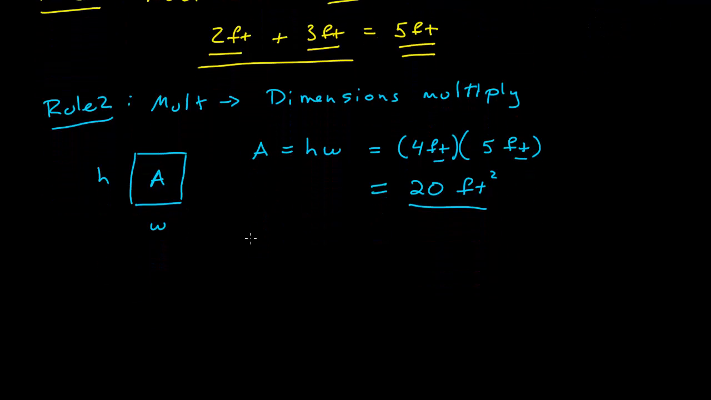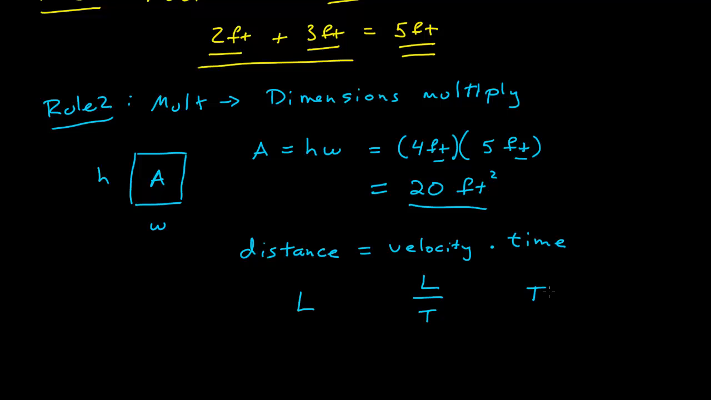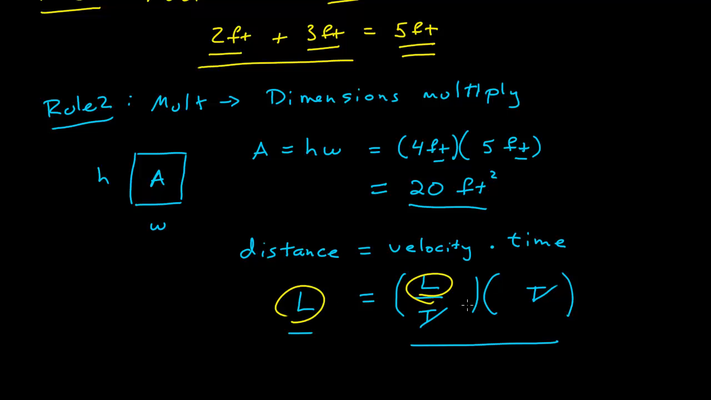Let's just do one more. One equation that you've probably seen before is that the distance that an object travels, if it's traveling at a constant velocity, is velocity times time. And so if I just look at the units, then look at the dimensions, the distance has a dimension of length. The velocity has a dimension of length per time, and time has a dimension of time. And so you can see if I multiply my dimensions together, the times cancel, and I get length on both sides of the equation.